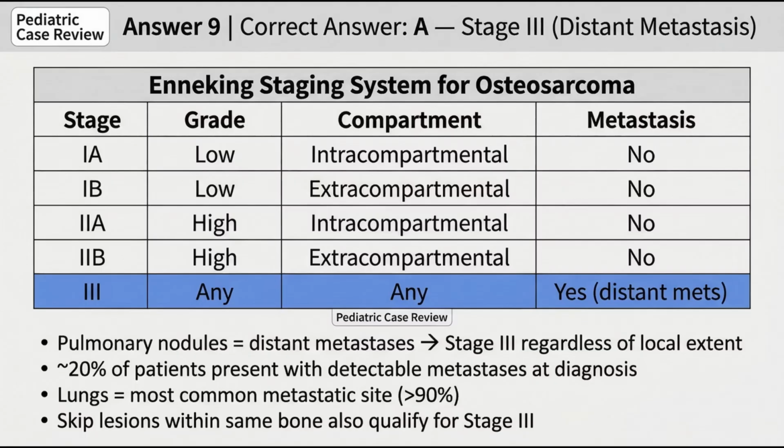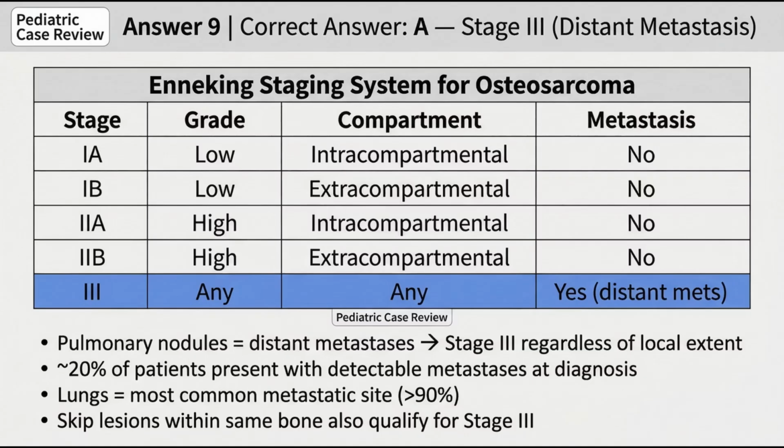Stage 1A is low grade, intracompartmental, no metastasis. Stage 1B is low grade, extracompartmental, no metastasis. Stage 2A is high grade, intracompartmental, no metastasis. Stage 2B is high grade, extracompartmental, no metastasis. Stage 3 is any grade, any compartment, with distant metastasis. In this case, the pulmonary nodules represent distant metastases, making this stage 3 regardless of local tumor extent.